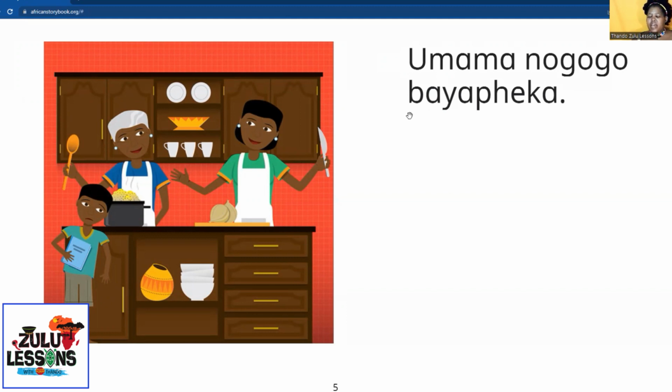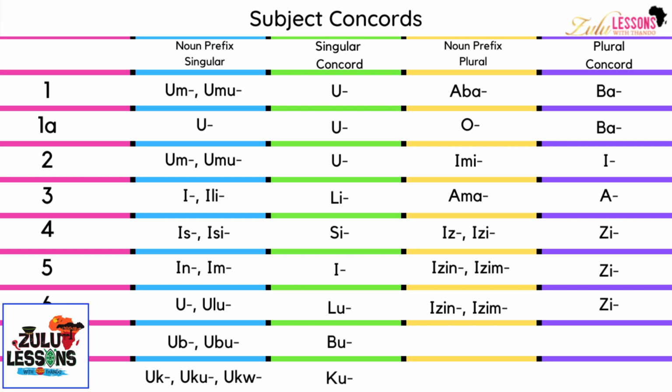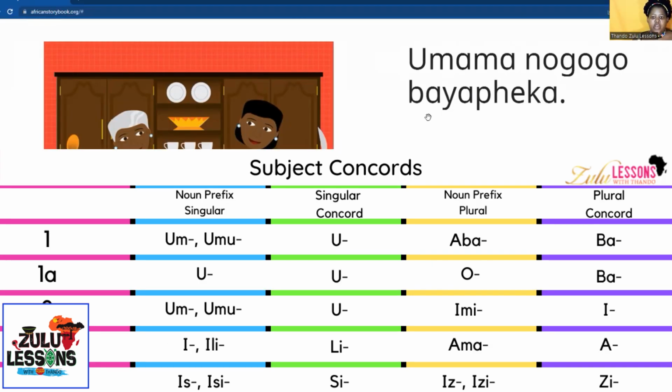Why are we choosing this they that is ba instead of the they that is z? That is because the nouns we are working with here are class 1A nouns. Class 1A nouns, when they are plural, their subject concord is ba, the same as class 1 nouns. So here we have their subject concord, they, bayapheka. This is in the present tense. This is happening right now. Bayapheka. They are cooking. And here is our verb, to cook.